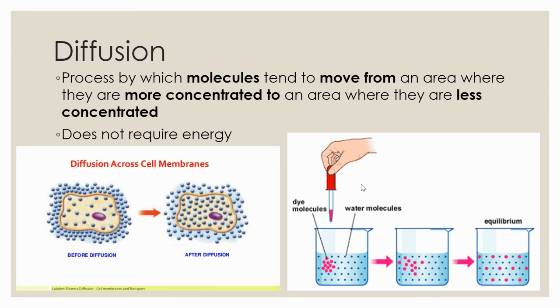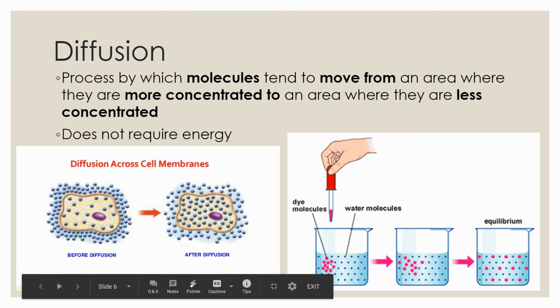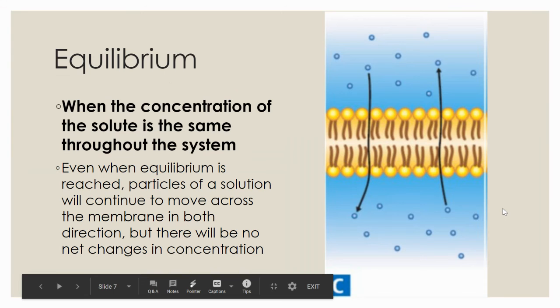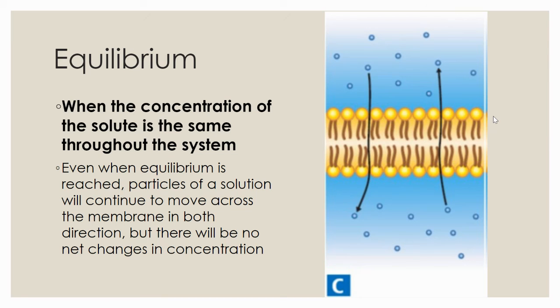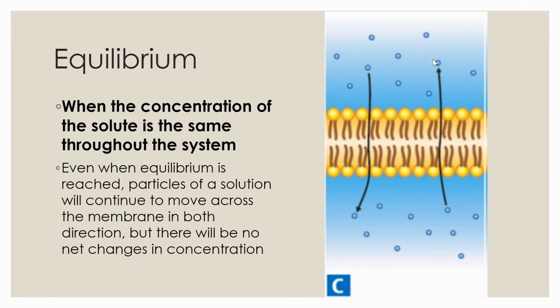You could see that in a beaker, and if you're hybrid, we'll actually do this in class. Coloring dye, food coloring, will move if you put it in a beaker from an area of high concentration, and it will spread out throughout the beaker until it reaches what we call equilibrium. Equilibrium occurs when the concentration of the solute is the same throughout the system. So there is an even number of particles outside of the cell membrane as there are inside of the cell membrane, and that would be at equilibrium.